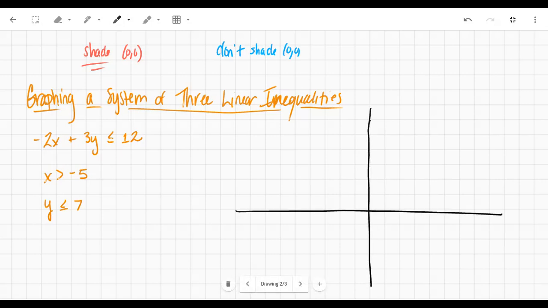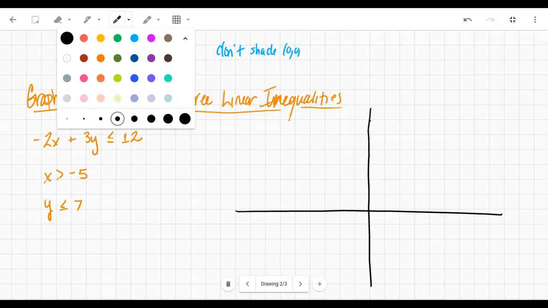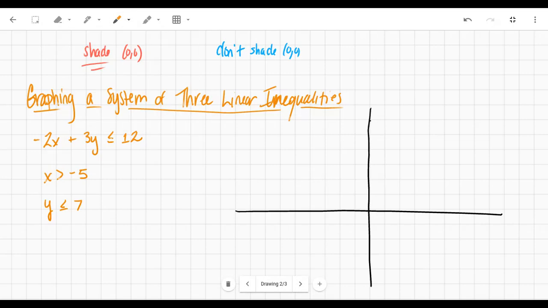Okay, so for our first one there, we would do a solid line. If x is 0, then 3y is 12, so y is 4. If y is 0, then negative 2x equals 12, so x is negative 6. So we would have (negative 6, 0), and we'd have (0, 4). And we would connect those with a solid line.